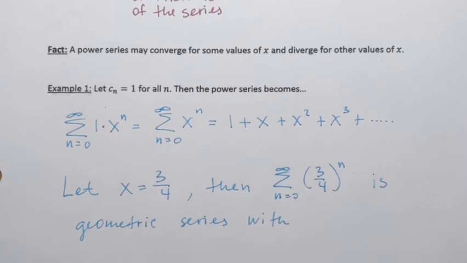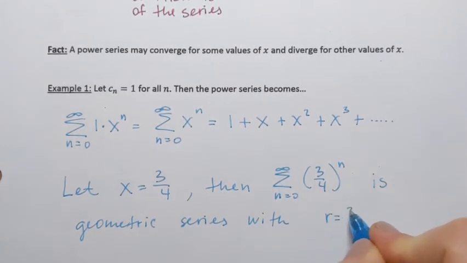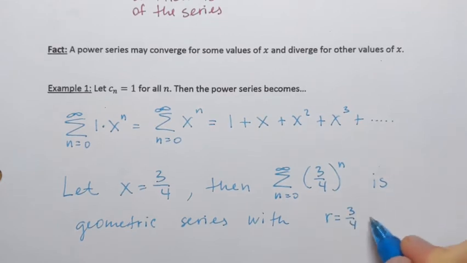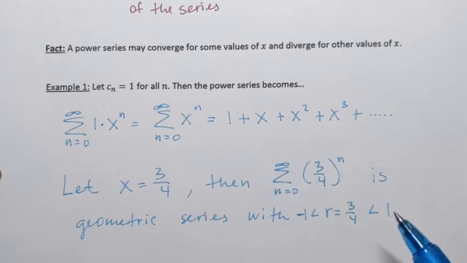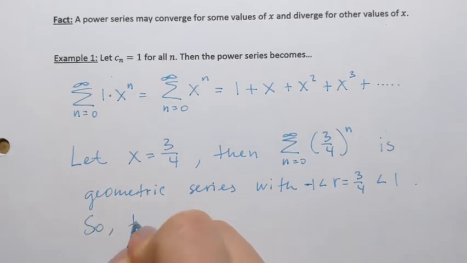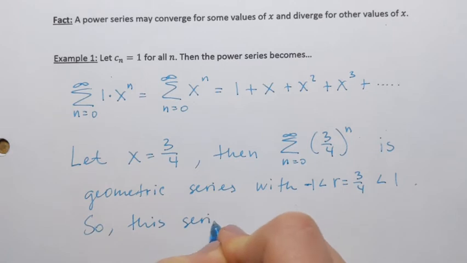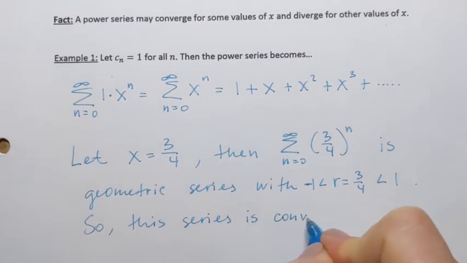And what can we say about r, the common ratio? Well, r equals 3 over 4, which is between -1 and 1, right? So what does this mean? Well, that means that the series is convergent.